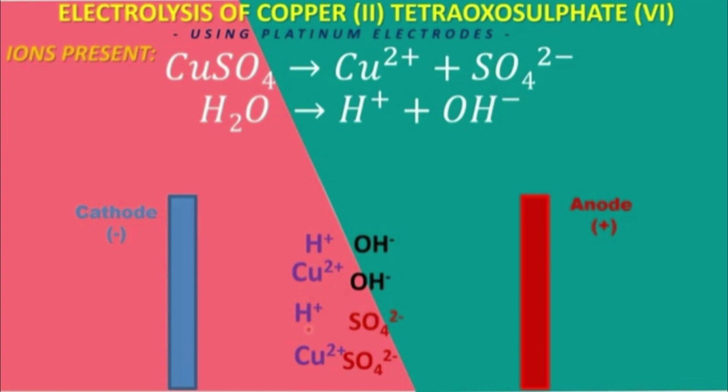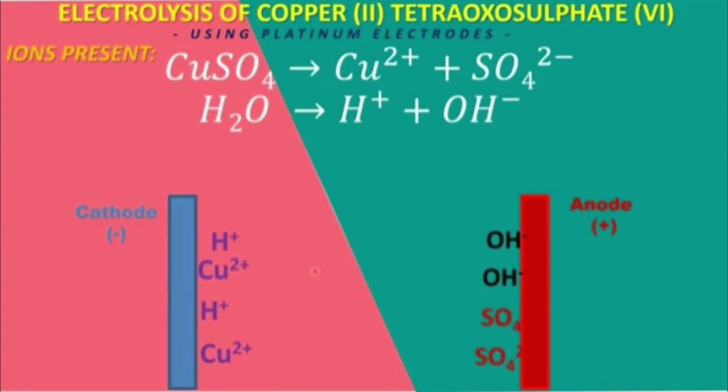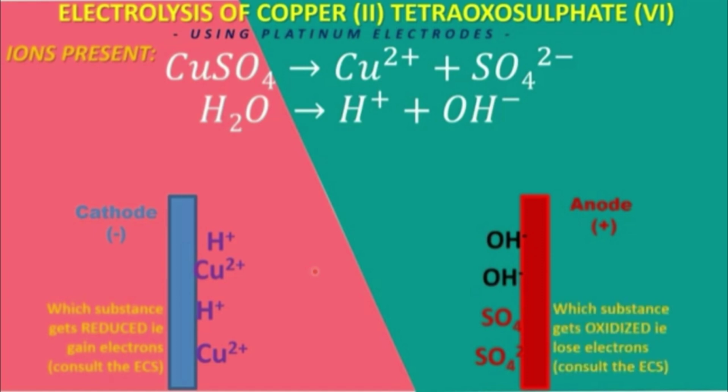And then when a potential difference is set across the terminals of the cell, of course, the positive ions will migrate to the where? Cathode, is it not? While the negative ions will migrate to the what? Anode. Which of them will be discharged? You go back to your electrochemical series.